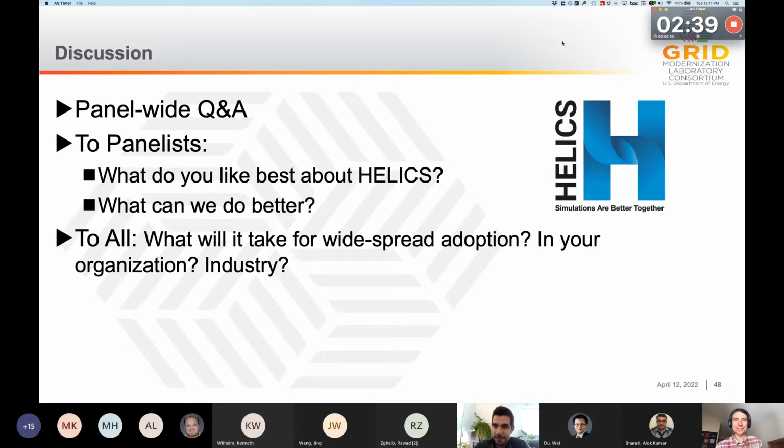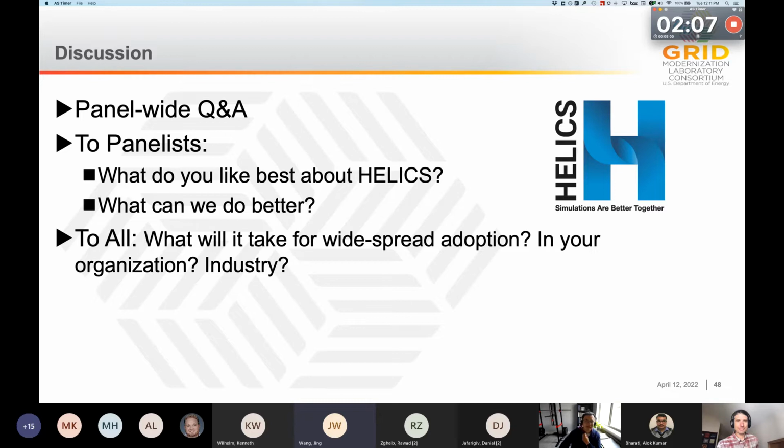Fantastic. I also see Jing raised her hand. I have a sneaking suspicion that there may be a similar HIL point there. Yeah. So I want to comment on what Wei said. You definitely can use Python code to integrate HyperSim into Helix, but that is offline. If you want real time, you have to go through RT-LAB and run on the target. That's based on my experience and understanding.